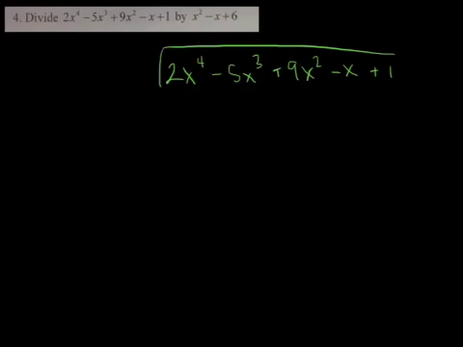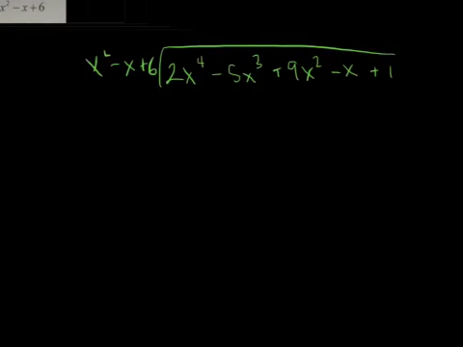First, but we'll just have to remember what division of polynomials means. So 2x to the fourth minus 5x to the third plus 9x squared minus x plus 1 divided by x squared minus x plus 6. Alright, we can get rid of that now.